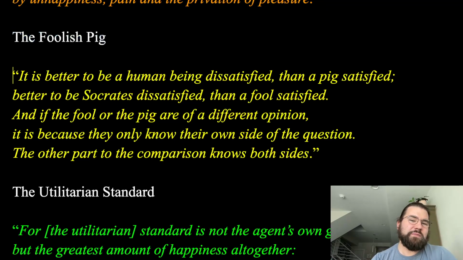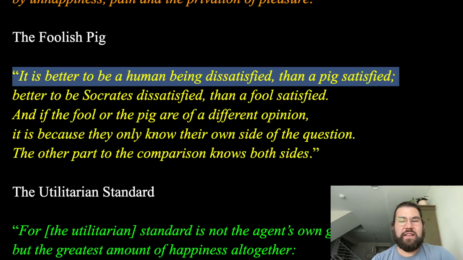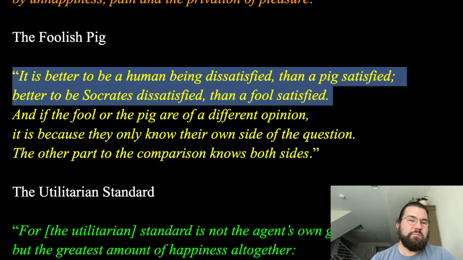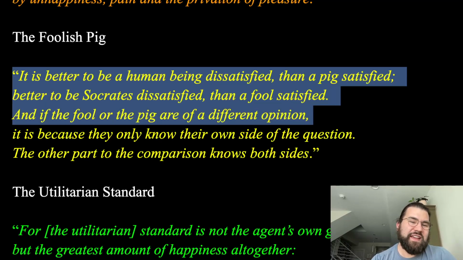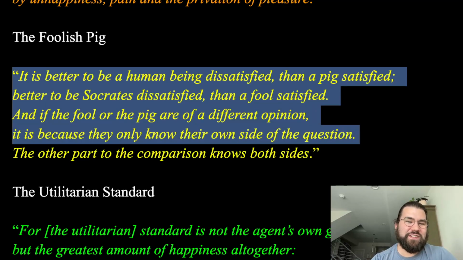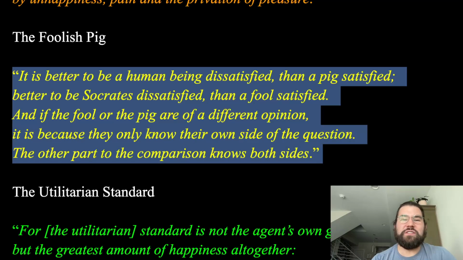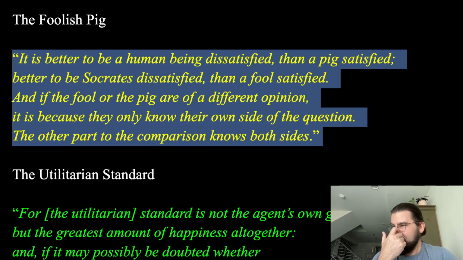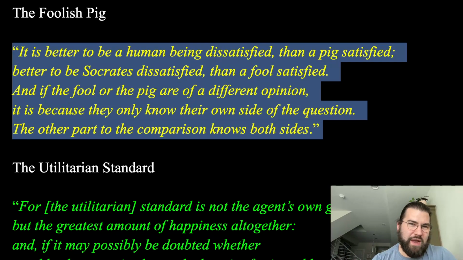Mill says, "It is better to be a human being dissatisfied than a pig satisfied. Better to be Socrates dissatisfied than a fool satisfied. And if the fool or the pig are of a different opinion, it's because they only know their side of the question. The other part to the comparison knows both sides." So here he's saying, even if you are unhappy, we as humans are already better off, just having some knowledge, some intelligence, some wisdom. We don't want to be pigs. We don't want to be fools. We're already starting off in a pretty good spot.